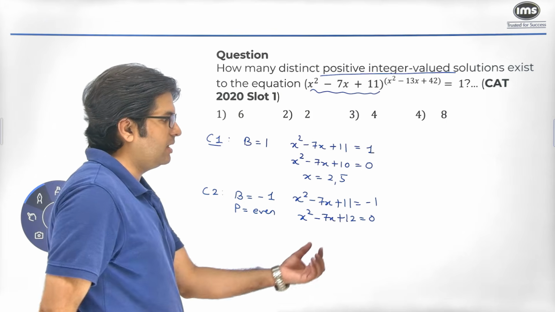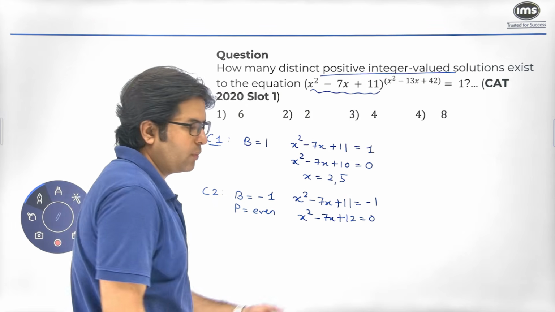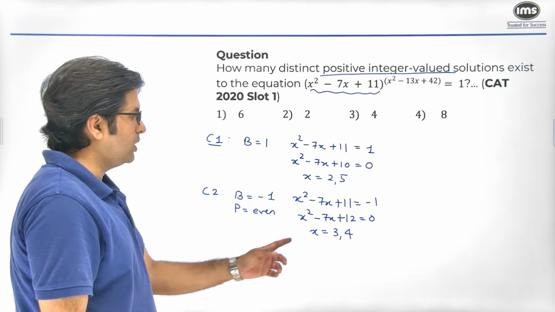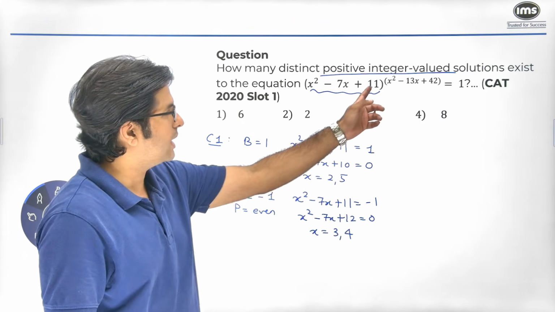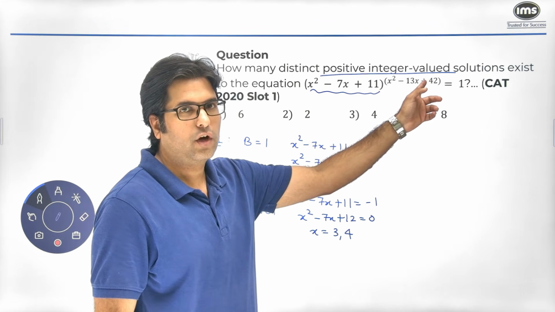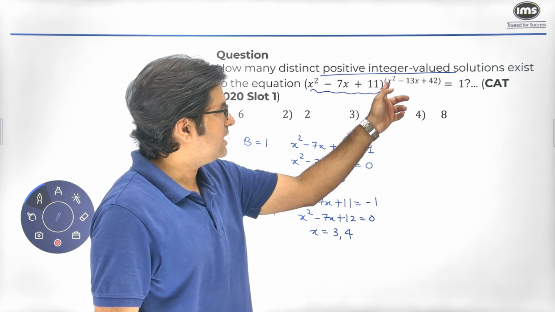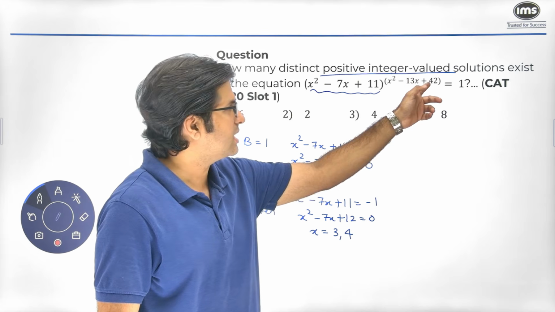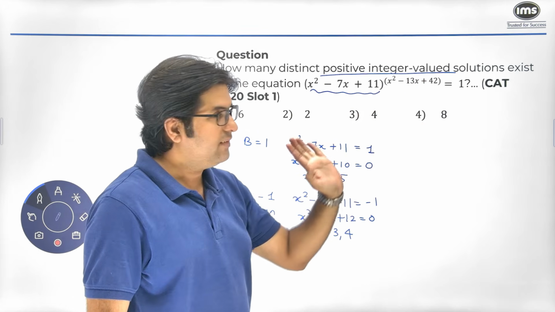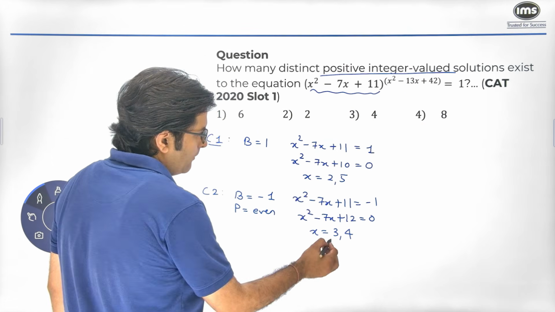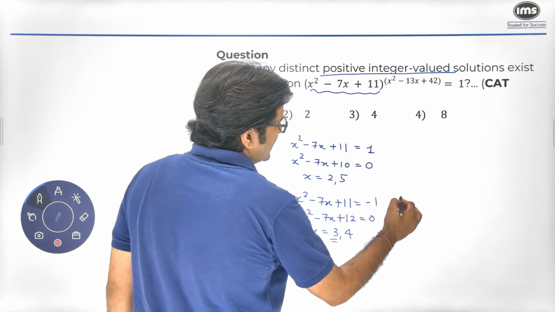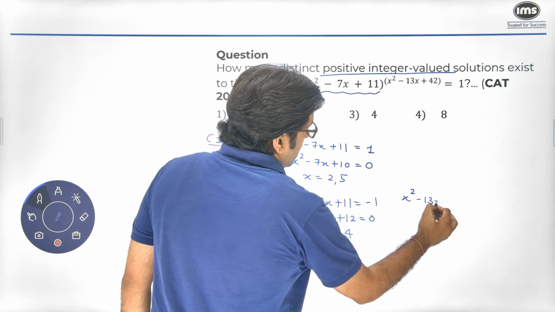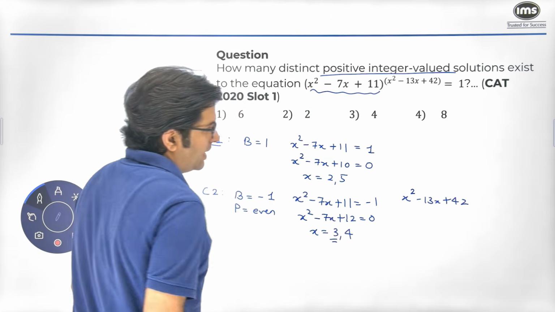Again, you can split the middle term to get a product of 12. You will get 2 possible answers, 3 and 4. Just put the value of x equal to 3 or 4 in this expression for the power. So if you have 3 square 9 and 13 3s are 39, 9 minus 39 minus 30 plus 42. This is an even value. The other way easily could be to just put 3 and 4 in this expression and check for the parity, whether it is even or odd.